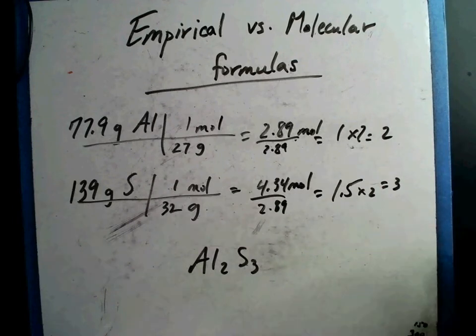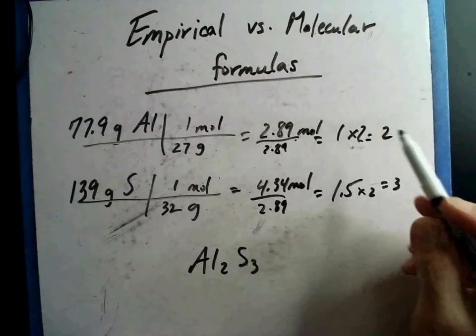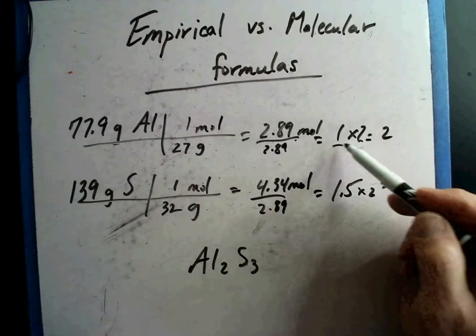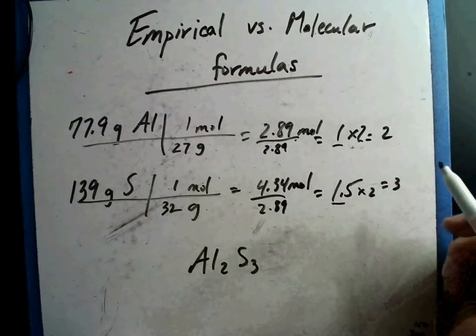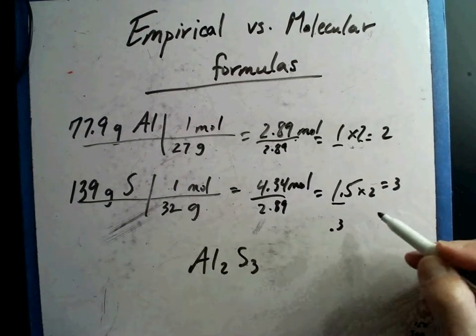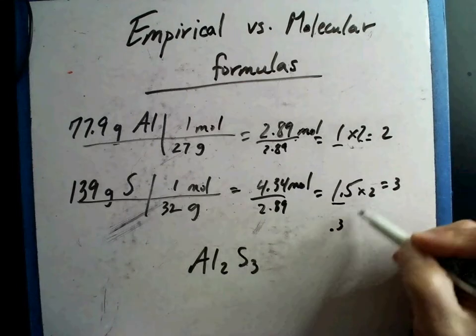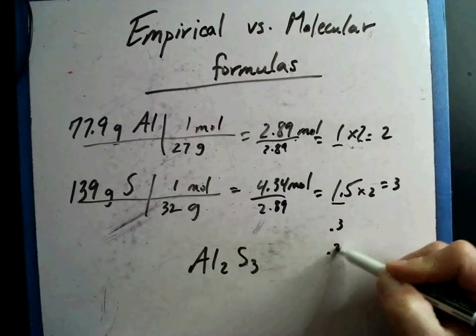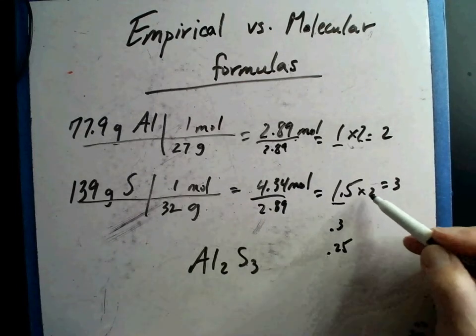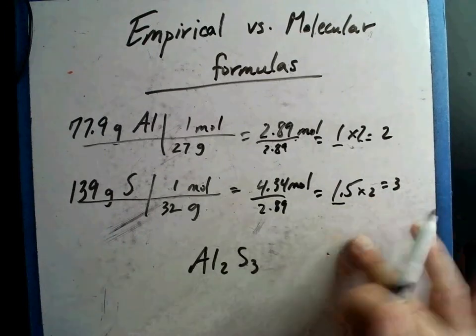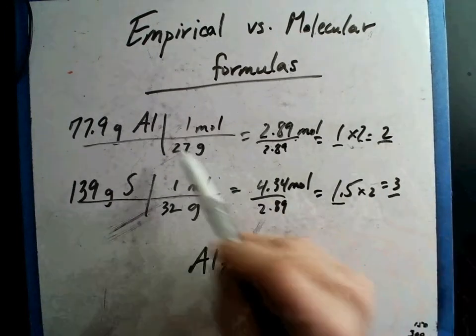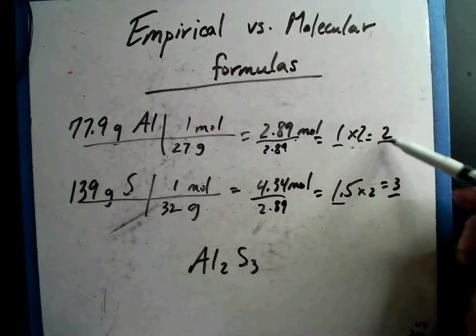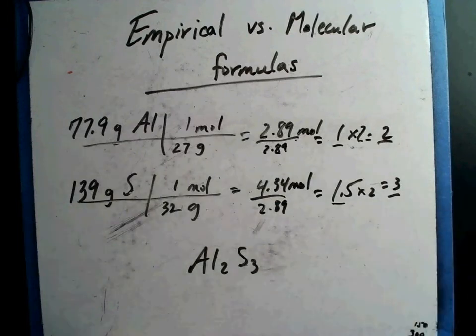It's not very difficult. If you came out with a whole number here and a whole number here, then that's your answer. But if you have a 0.3, that's a third, then you would multiply everything by 3 to get rid of a third. If you had a 0.25, which is a quarter, then you'd multiply by 4. It's just a way to get solid whole numbers, so the ratio between aluminum and sulfur in this compound is a 2 to 3 ratio. Now, that's an empirical formula. What's an empirical formula? If I look at this formula, I cannot reduce this formula down.